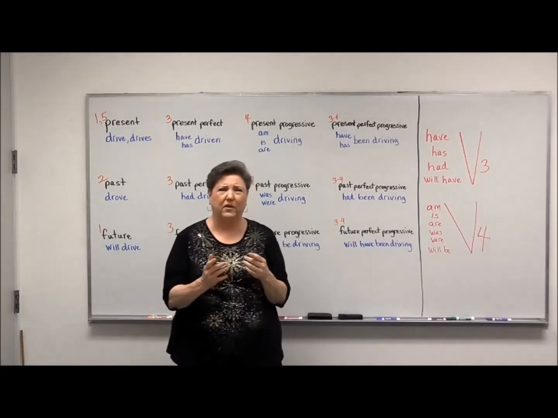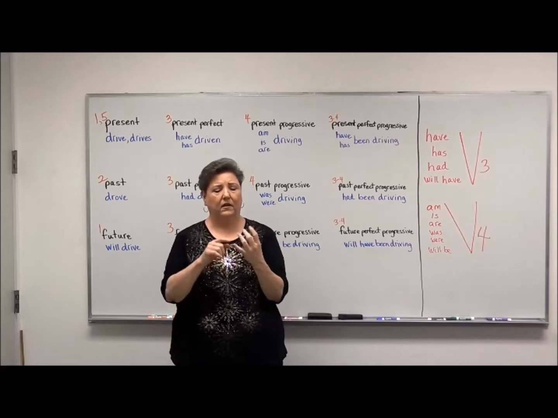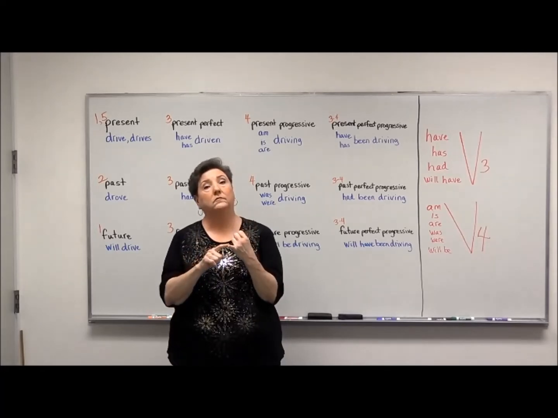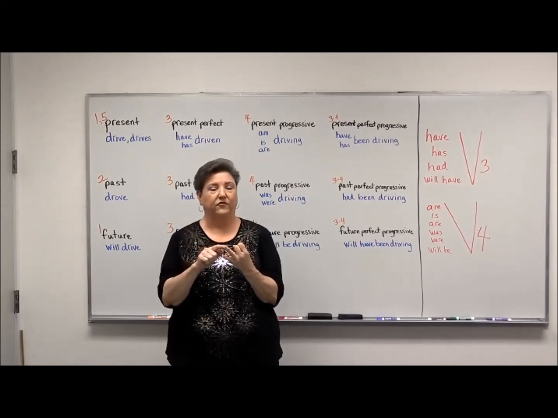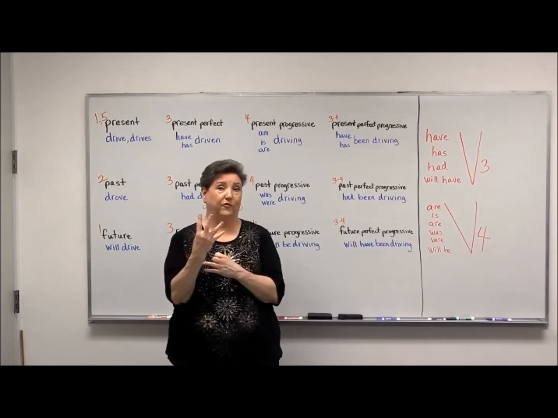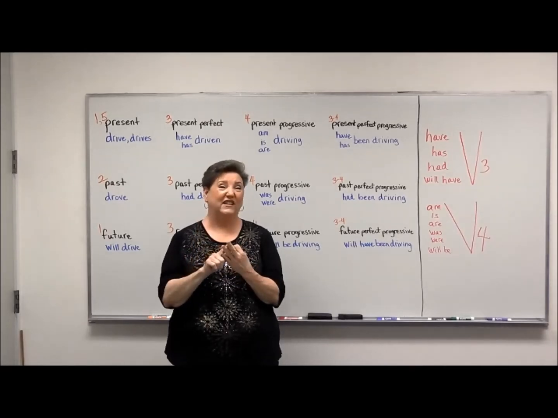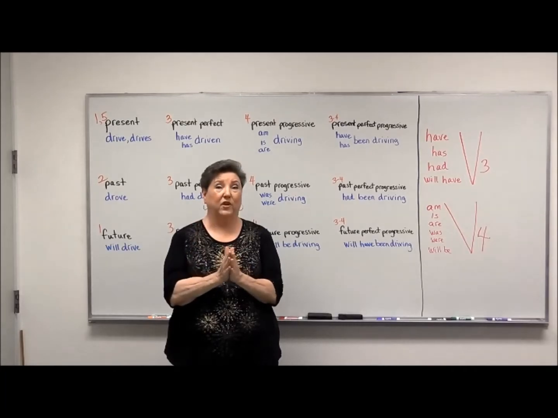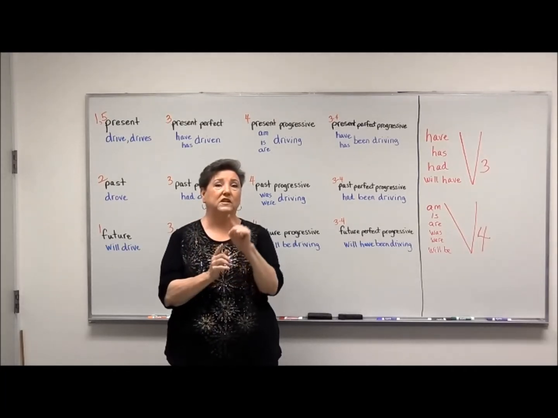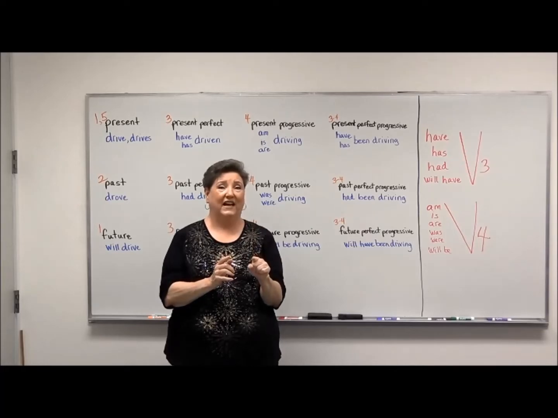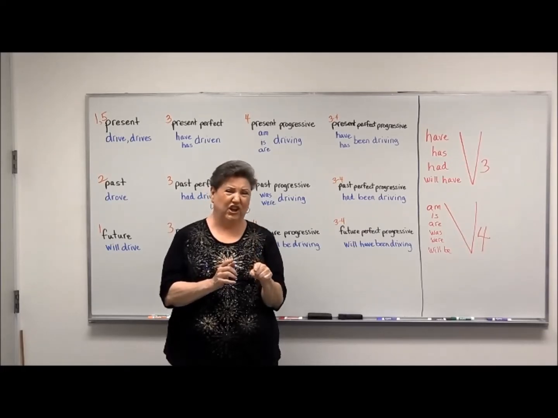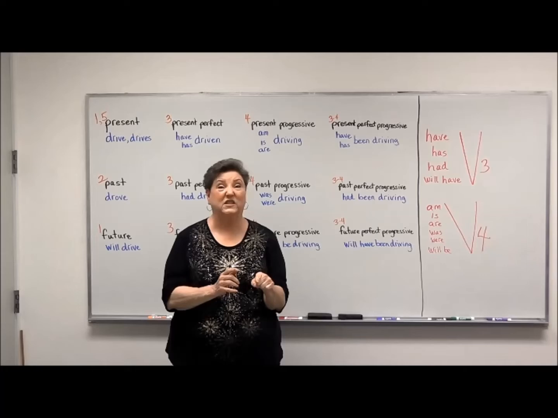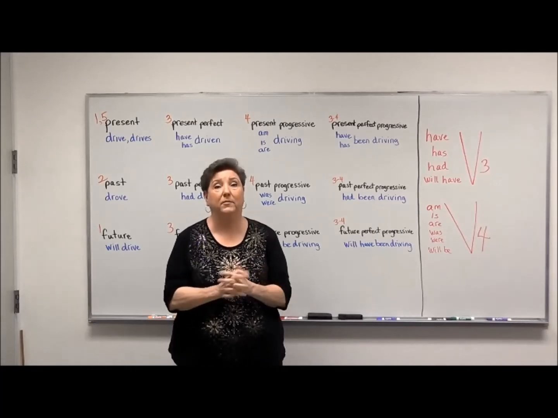So we've learned a couple of rules today that we don't break. After a modal, verb 1. After be verbs, verb 4. After have, has, had, verb 3. And we never break that rule. So if you see a verb after have, has, or had, and you're not sure what it is, it's verb 3. It's always going to be verb 3.